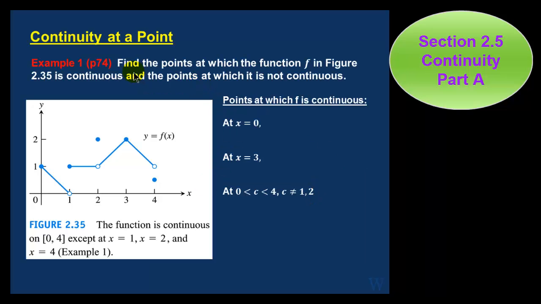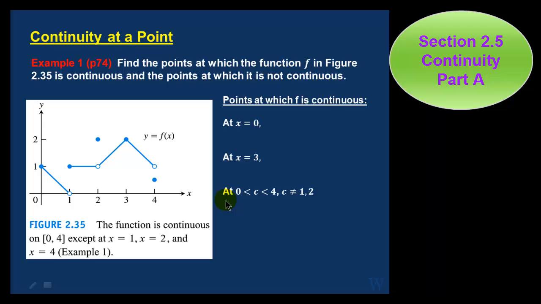Continuity at a point. Find the points at which the function f in figure 2.35 is continuous from 0 to 4, except at x equal to 1, 2, and 4. We have done this in class, but let me just reiterate what we did. The points at which our function f of x is continuous are at x equal to 0, x equal to 3, and all the interior points from 0 to 4, excluding 1 and 2.